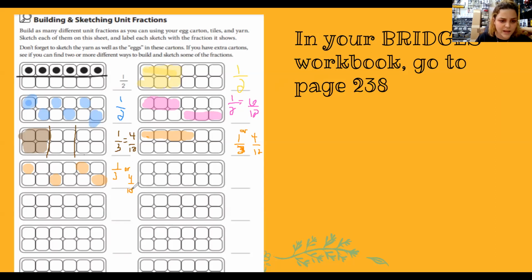Let's try dividing this into fourths now. So I'm going to grab a different color again. Let's do green. I want to find 1/4 of my egg carton. So if I have 12 eggs and I have to divide it into 4 sections, that means I would have 3 eggs in each section. So in each section I would have 3 eggs.